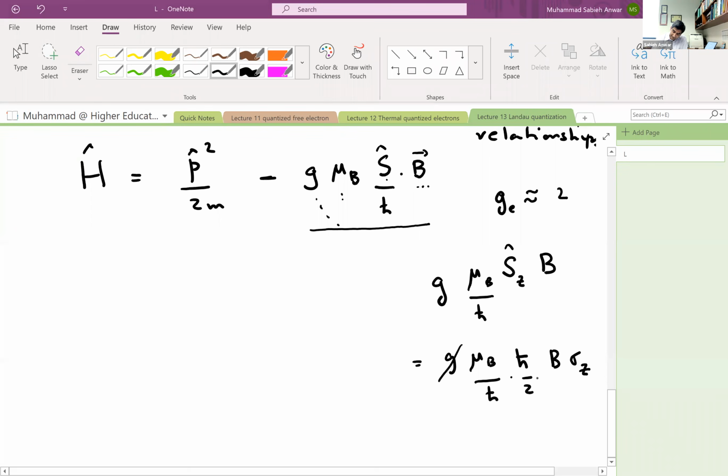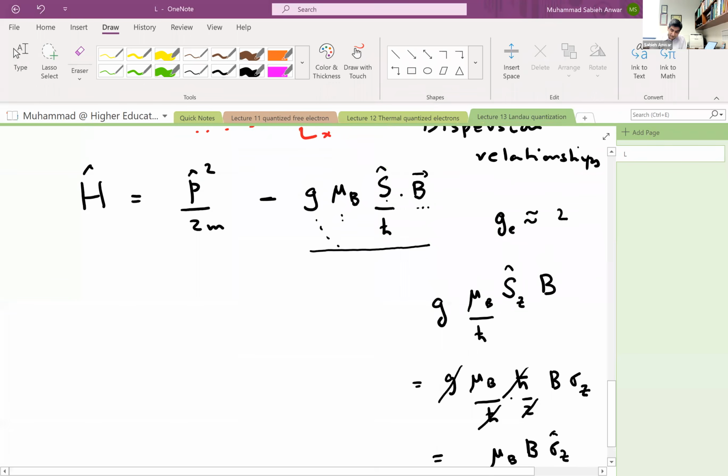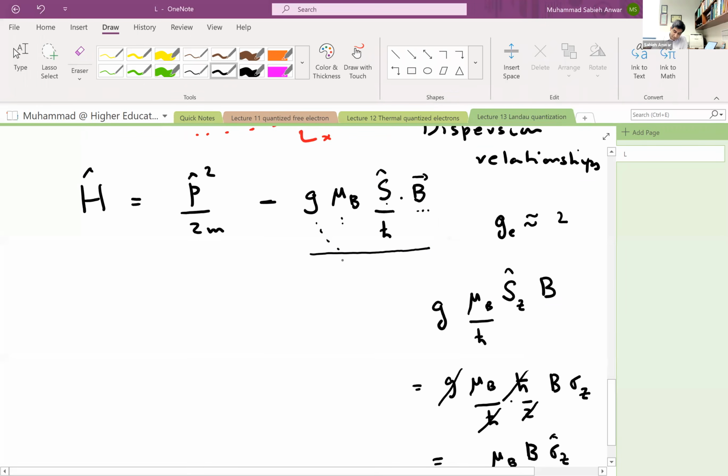So this g cancels out like this. So I have mu B B sigma Z. And the eigenvalues of sigma Z are plus minus 1. So the energies turn out to be plus minus mu B B. So that's where we get these energies from. The Zeeman effect has its origin in being able to write the energy in the form of this Hamiltonian. So this is a Zeeman term. It tells you what the spin splitting is.